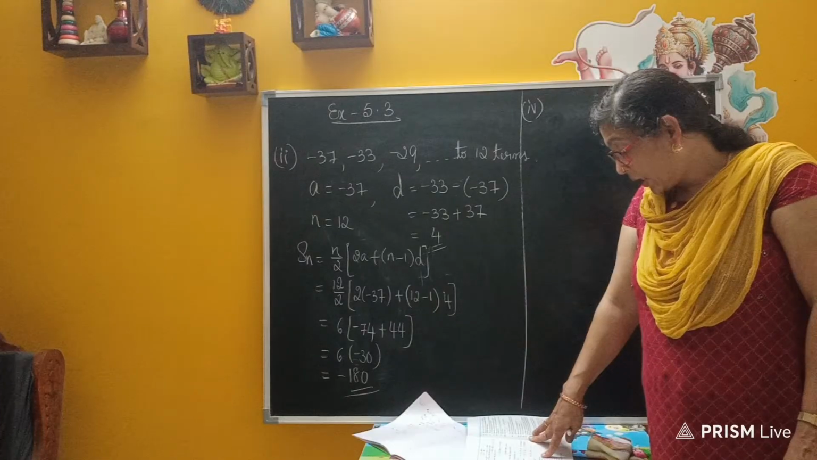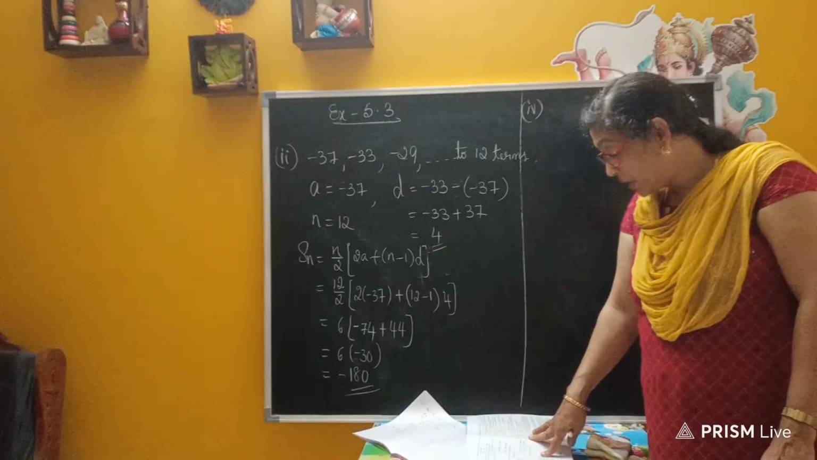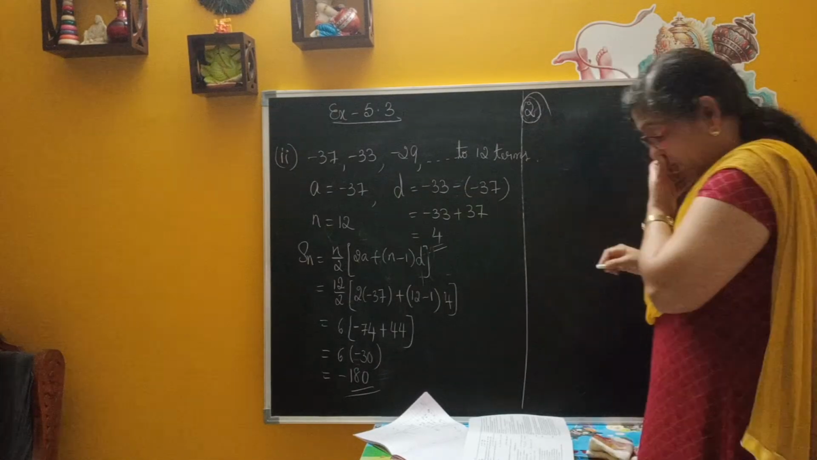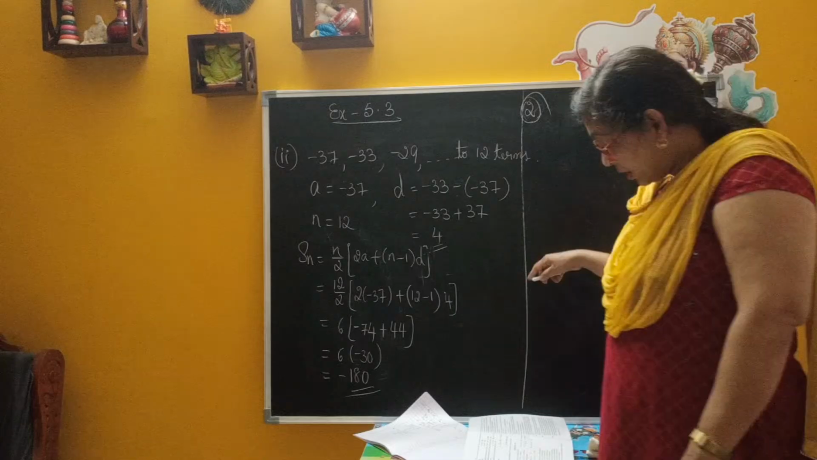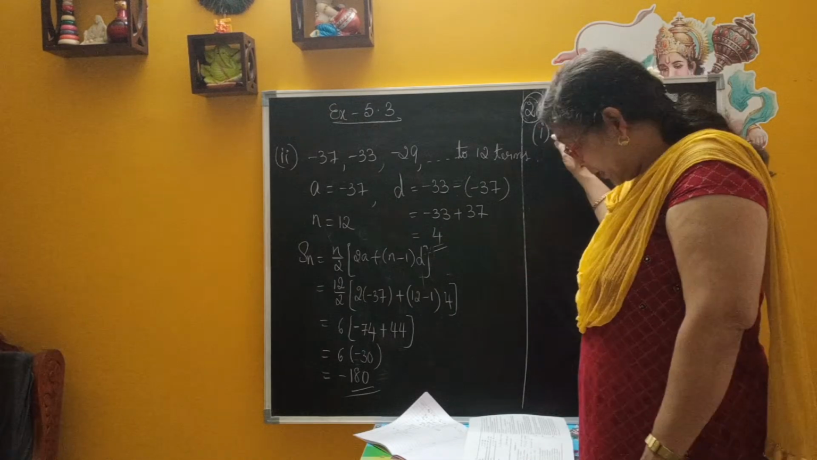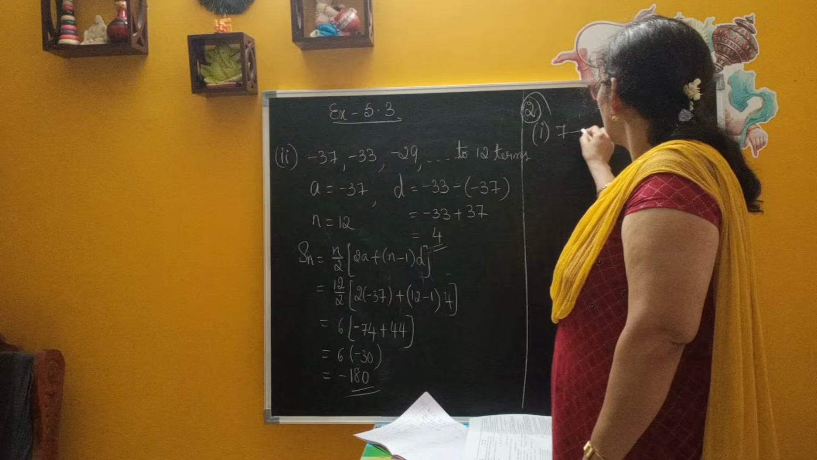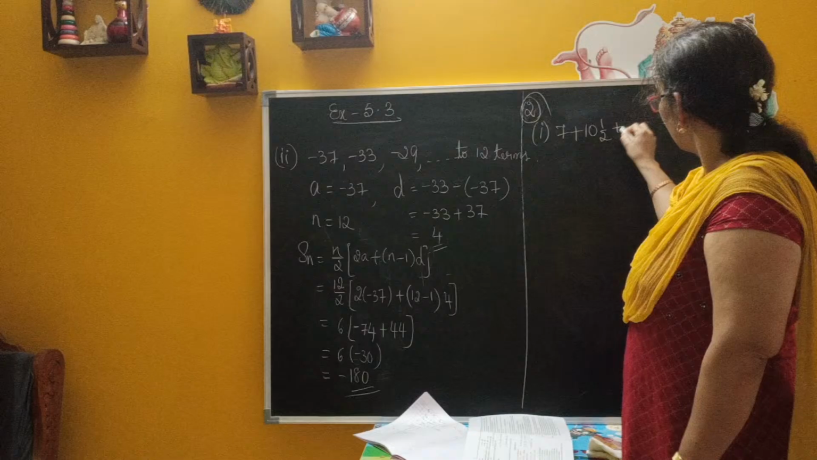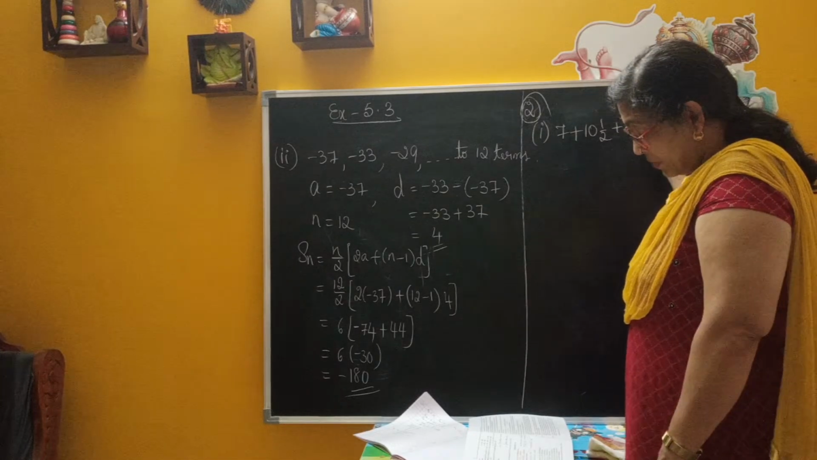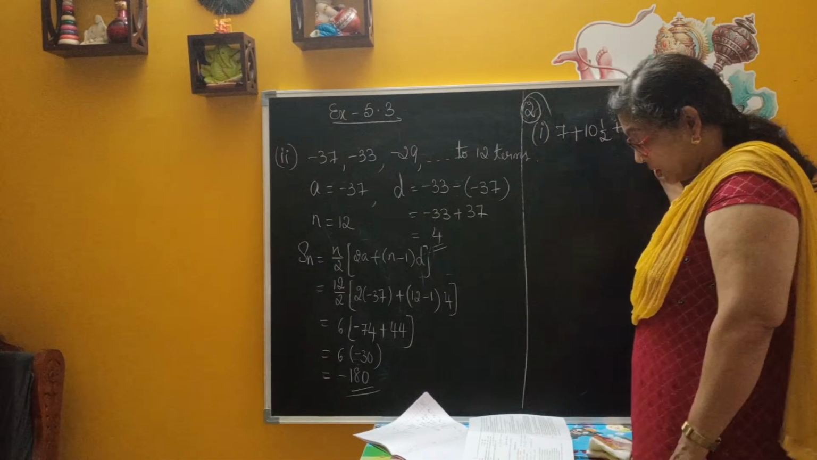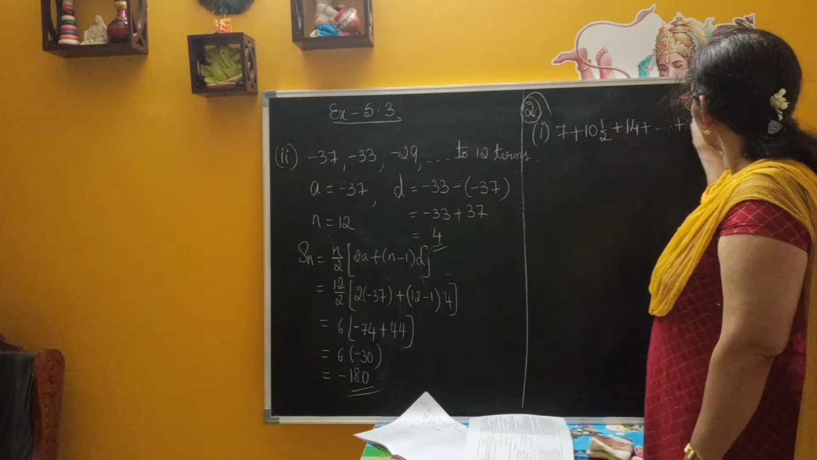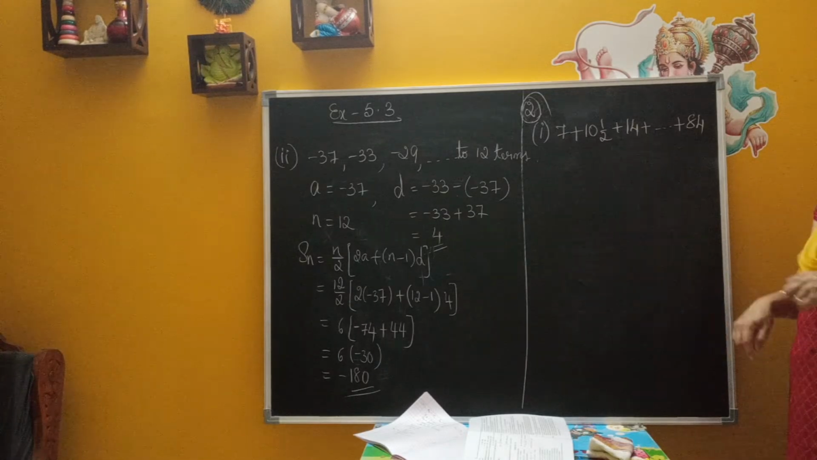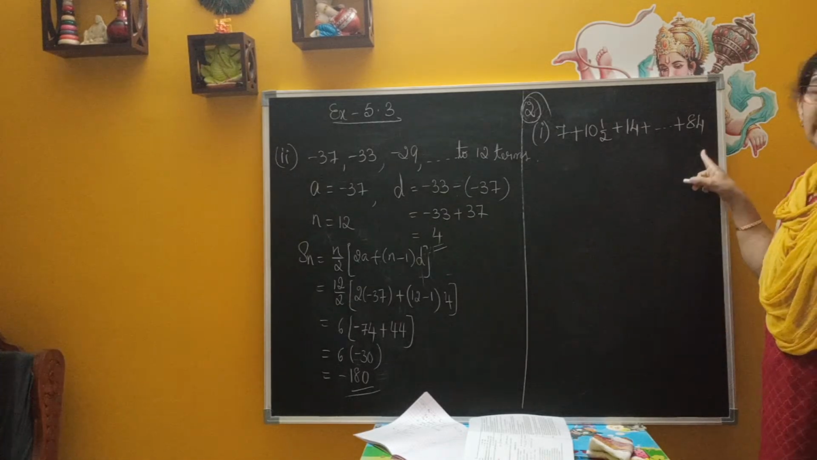Now let us go with second problem, second main. Okay, it is find the sums given below. Find the sums given below, second main. Series is, or the AP is, it is 7 plus 10 1 by 2 plus 14 plus dash dash dash plus 84. Okay, 7 plus 10 and a half plus 14 plus dash dash dash. Find the last term is 84.